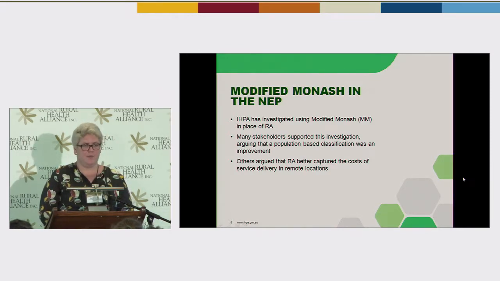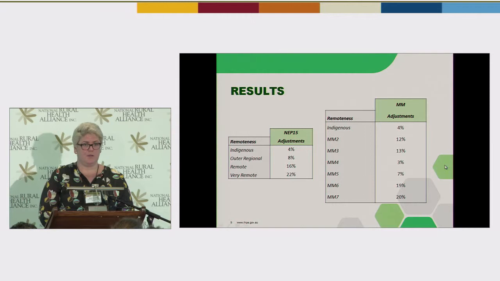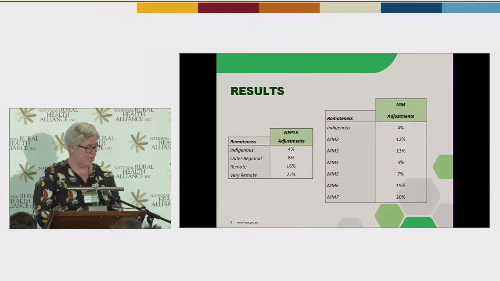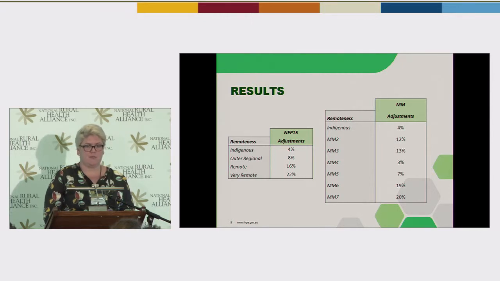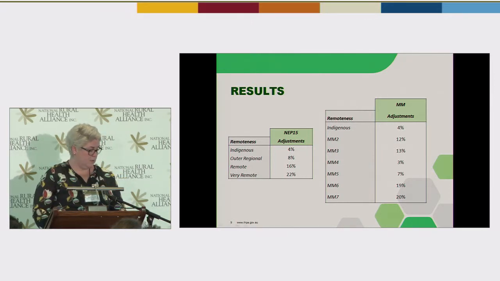A team of analysts implemented the Modified Monash model into the NEP and yielded the following results. So if you look on the left, they are the current adjustments in the NEP model. These ones here that I'm pointing to are dependent on the RA classification. Basically, if you were comparing a similar patient, so similar characteristics, similar service being provided in a metro area versus outer regional, their costs would be around 8% higher, and that's on average throughout nationally.